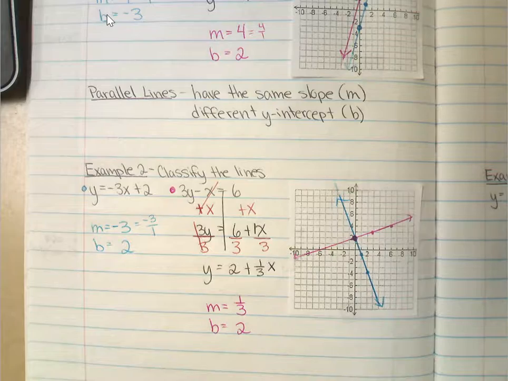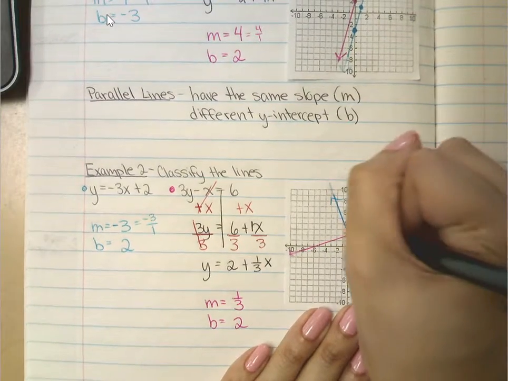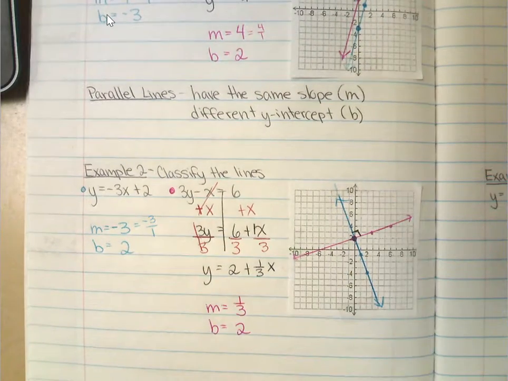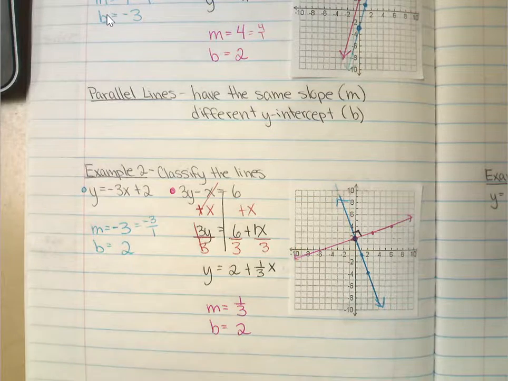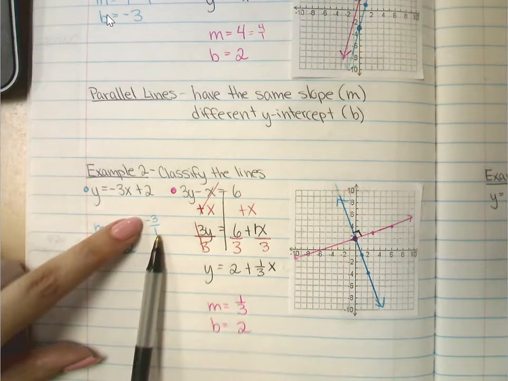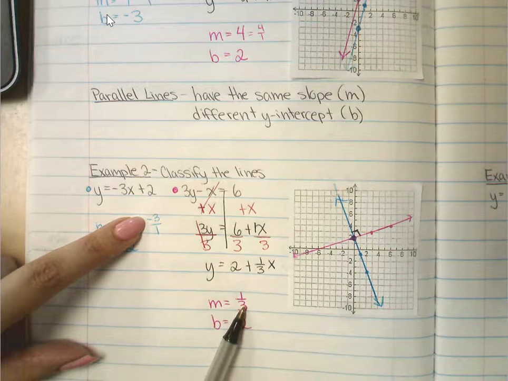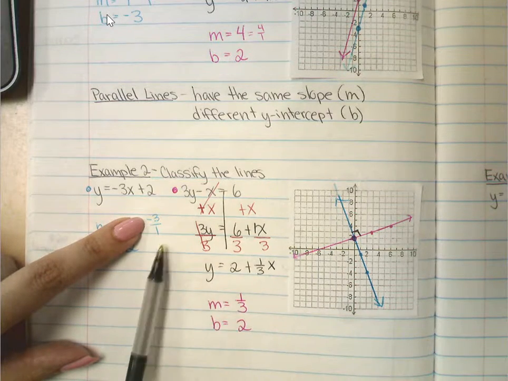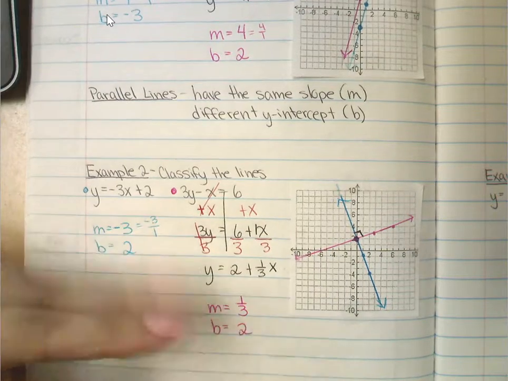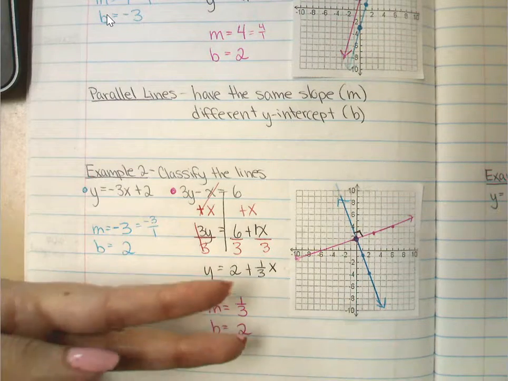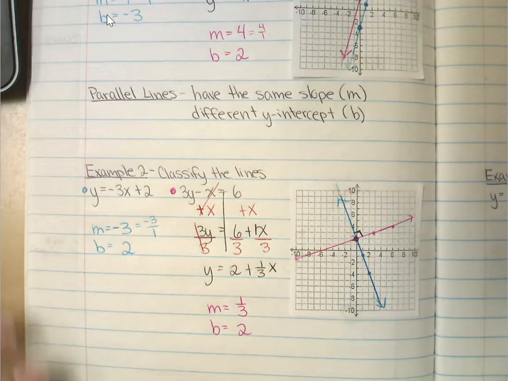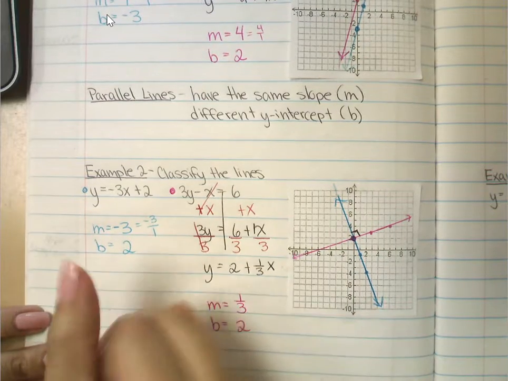From your graph, you can tell that your lines are perpendicular because they intersect at 90-degree angles. You can also tell by your slopes. If you look at the slopes, this one's -3/1. This one's +1/3. They're opposite because they switch signs. And they're reciprocals because they flipped. So they're flipping. This is perpendicular lines.